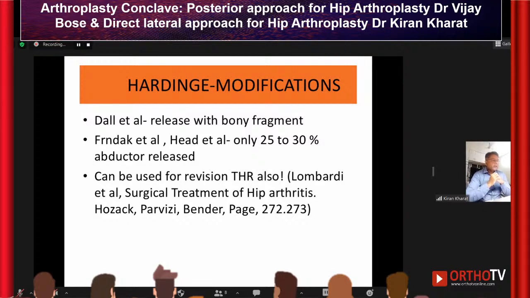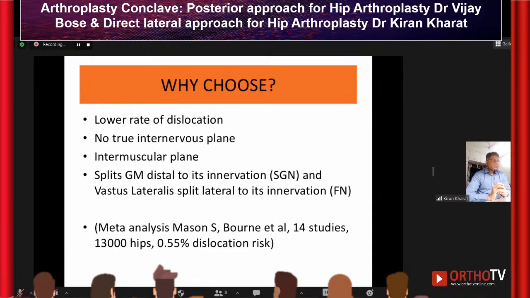There's an interesting chapter by Lombardi in the surgical treatment of hip arthritis in the book by Hozack and Parvizi, where he described using it even for revision THR also. But why traditionally choose the hard hinge approach? Well, the literature shows that there is a lower rate of dislocation. And even though it is not a true internervous approach, it is an intermuscular approach where the gluteus medius is split distal to its innervation of the superior gluteal nerve, and the vastus lateralis, if needed, is split lateral to its innervation of the femoral nerve. The most famous meta-analysis is by Masonis, where they looked at 14 studies and more than 8,000 hips, and the dislocation rate was as low as 0.55%.